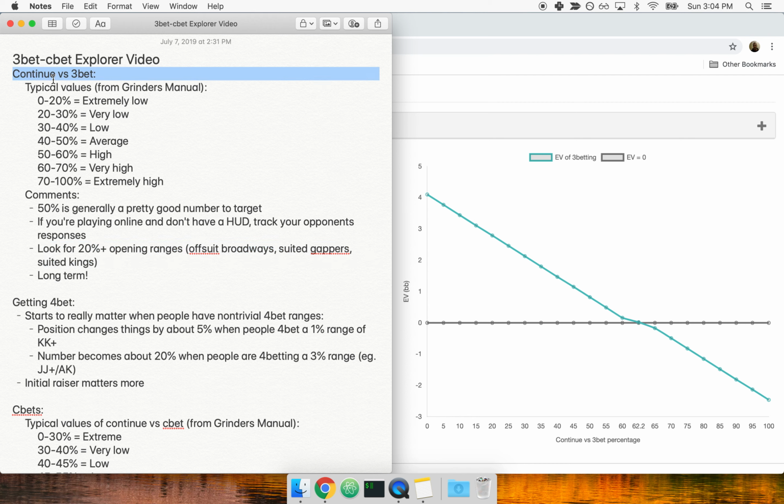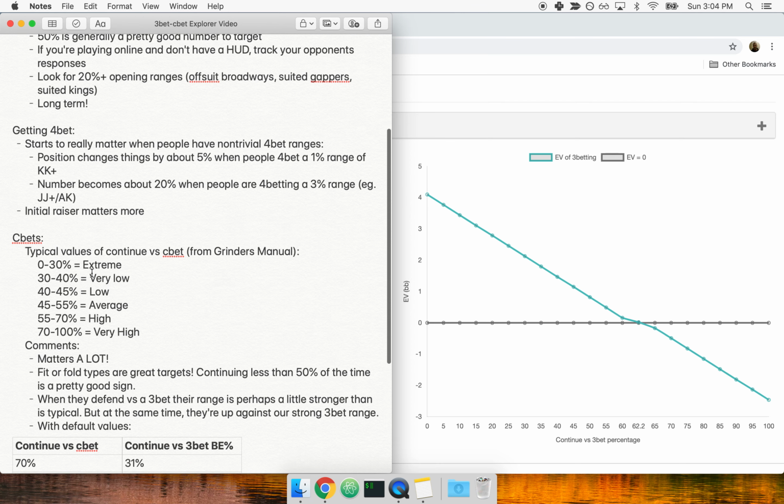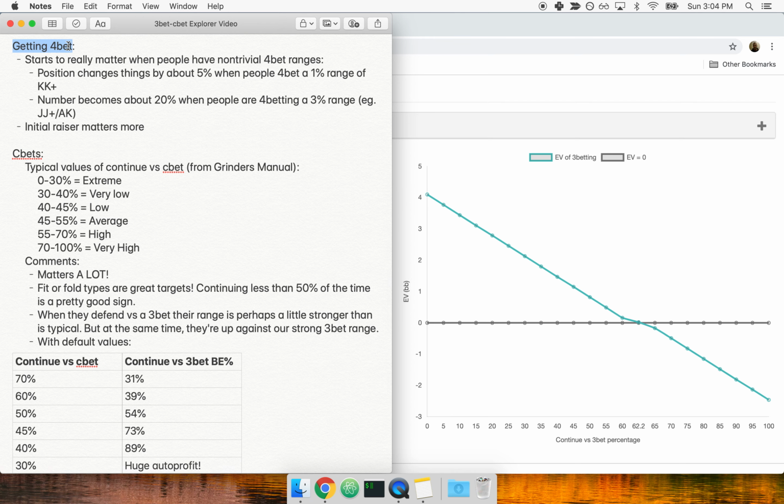So that's been the first factor, and that's kind of the most intuitive one, that if you're 3-bet bluffing, you want them to be folding to your 3-bet. So now let's move on to a second factor, the potential of you getting a 4-bet. How important is it to factor in whether you're going to get 4-bet or not? The answer is that if the people behind have non-trivial 4-bet ranges, then it becomes something to worry about. But if they have trivial, like aces and kings 4-bet ranges, then it's not that big a deal.